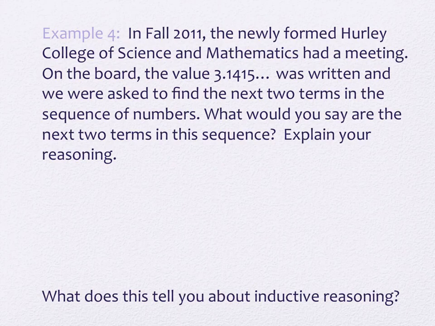And the dean at that time, her name is Dr. Bosch, wrote this expression on the board. She wrote a 3 and then a decimal and then 1, 4, and 1, 5. And she asked us to find the next 2 digits. Do not say anything out loud. I would like for you to write down what you think the next 2 digits should be in this sequence. Okay? What's next? Jot down your thoughts.